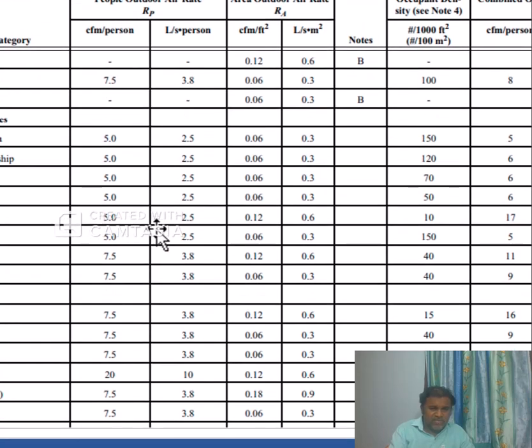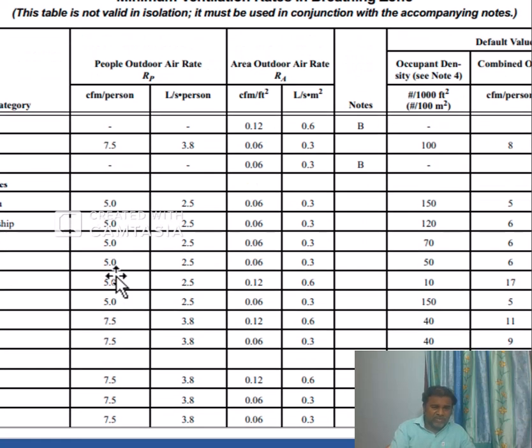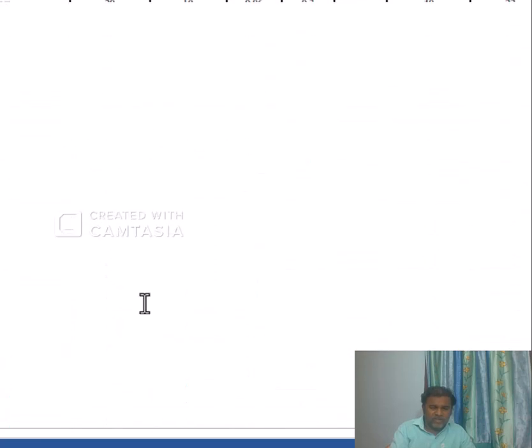Like that, in libraries, how much can you take? The people outdoor air rate is 5 CFM per person. Other libraries you can see 5. So the CFM required depends upon the ventilation, the people outdoor air rate and the area outdoor air rate. These are also ASHRAE values you can take while calculating.